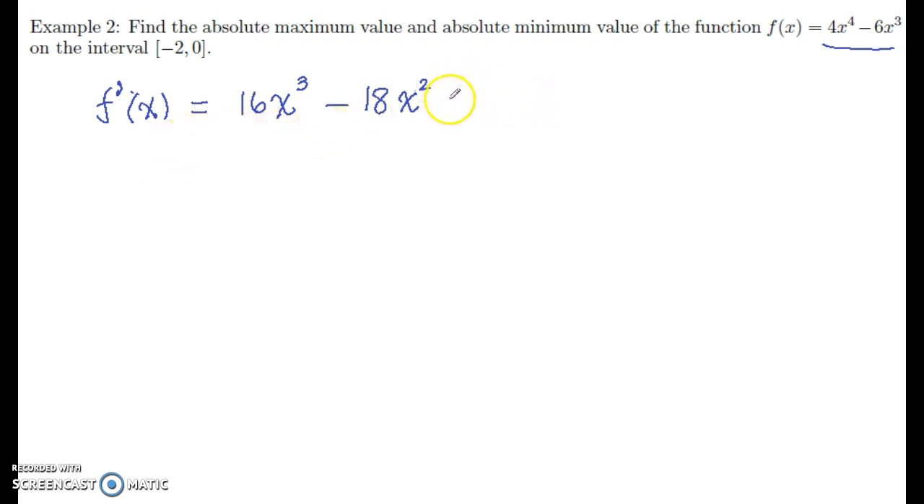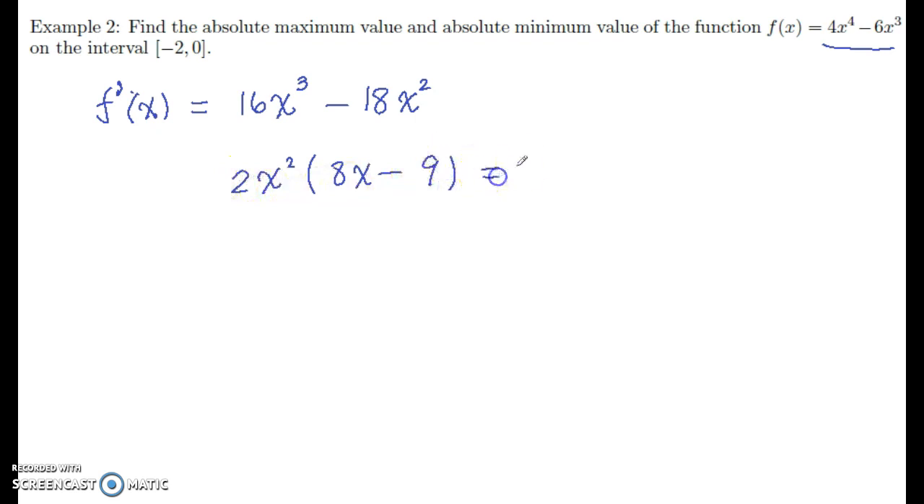And that's why we want to learn how to factor, okay? Because when we factor, we can solve when f prime of x equals 0. So we factor out the common factor for 16x cubed and 18x squared, which is 2x squared. When we factor out 2x squared, 16x cubed divided by 2x squared is 8x, minus 18x squared divided by 2x squared is 9.